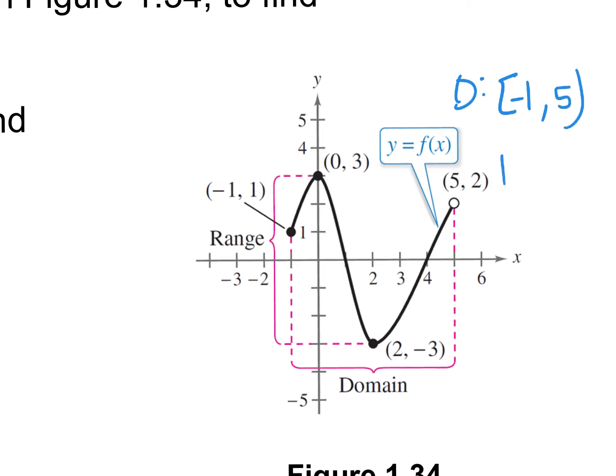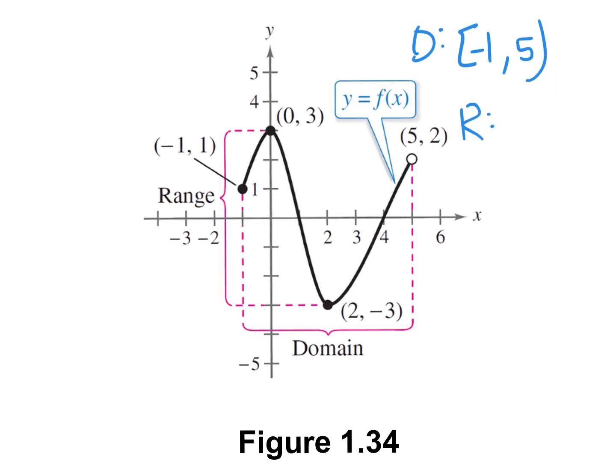What about the range? It's the lowest point on the graph. -3, does it include or not? Okay, and then what? -3 to +3. Good, included?